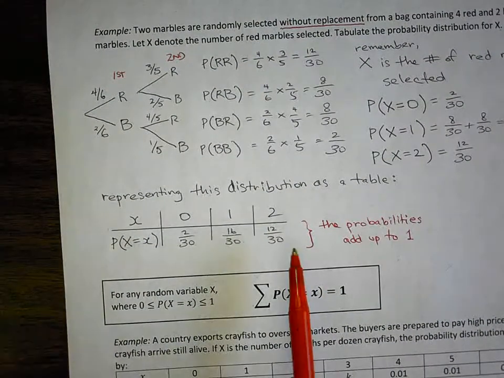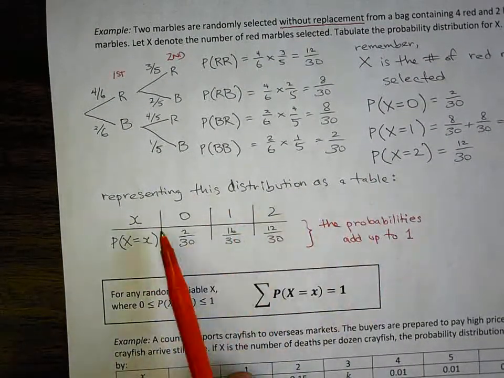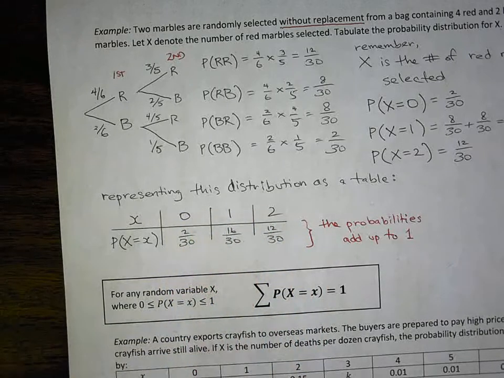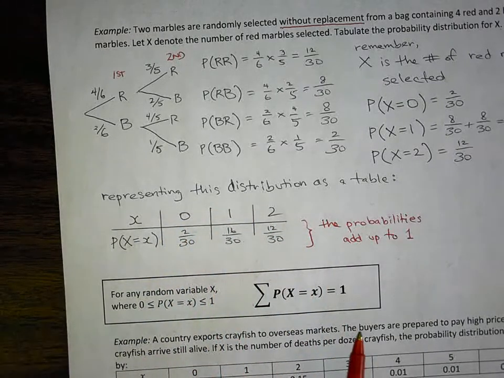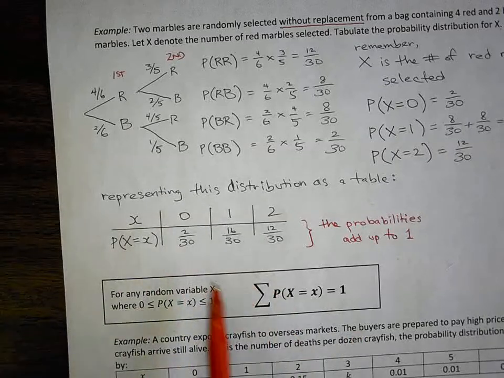And that's a nice thing about the probability distribution table. It allows us to quickly know the probability that something's going to happen, or of a random variable being a certain outcome. Great, and that's how we present it.